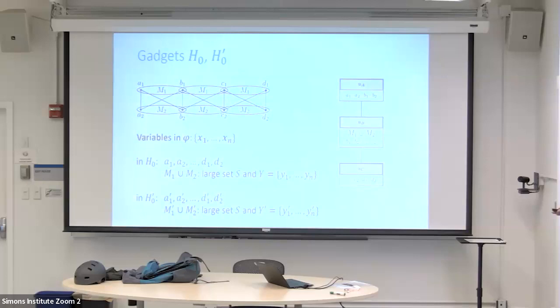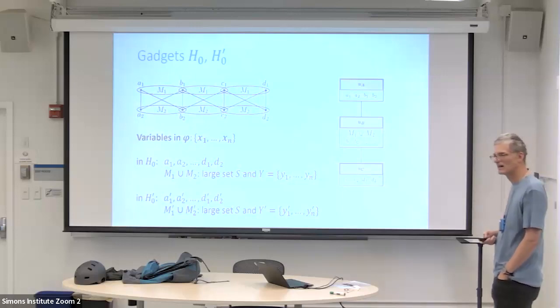And now suppose that our instance of 3SAT has n variables. We actually produce 2 copies of this gadget, the unprimed and the primed copy. The unprimed copy has the vertices A1, A2, B1, B2, and so on. It has all of this big set M1 union M2, which consists of another big set, which we refer to as S. But importantly, it also contains, so to speak, an encoding of the variables from the 3SAT instance.